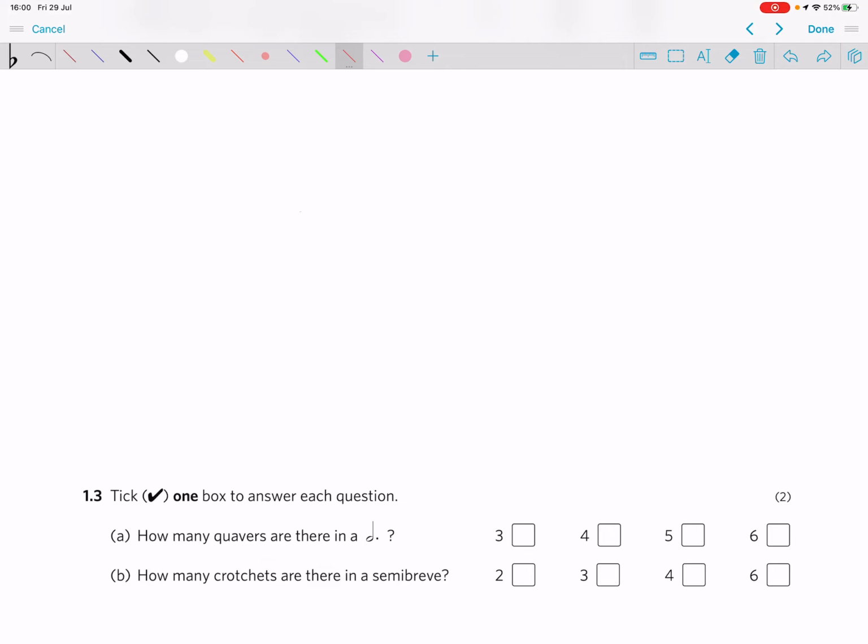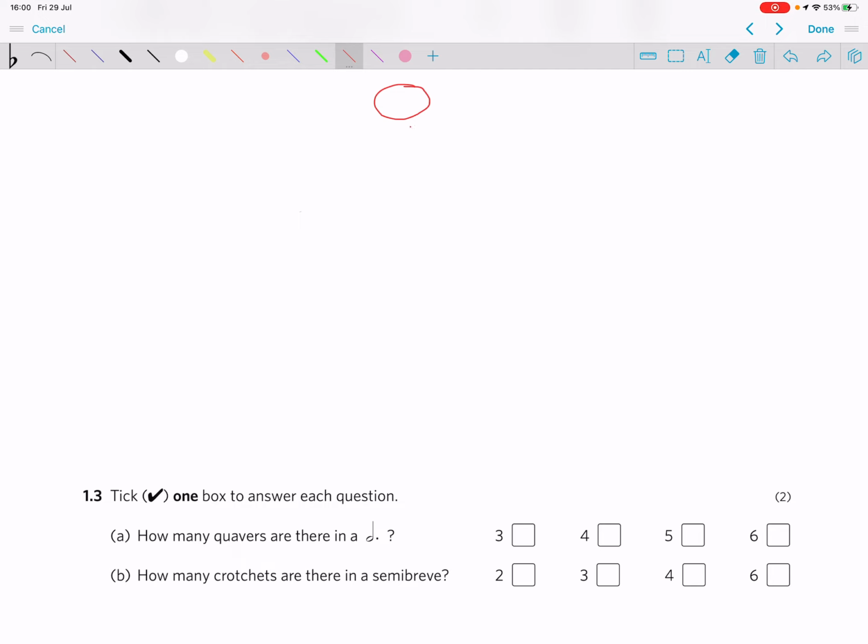Hi, this is ABRSM Grade 1 Theory, question 1.3. So this question is relatively easy to answer, especially if you can draw out your rhythm tree. This is something that you could do at the start of the exam on the blank pieces of paper that you're allowed to take in with you, or it's something that you can do when you get to that question. But basically, before you even look at the question, we need to start drawing out a rhythm tree.